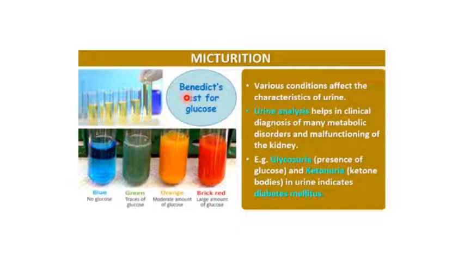Similarly, we can do Benedict's test for glucose to check the presence of glucose in the urine. So we take the urine sample, we add Benedict's solution to it, and then we heat it. If the sample gives us blue color, that means no glucose is present. If the color changes to green, then there are traces of glucose present. If it is orange, then there is a moderate amount of glucose present. And if it is brick red, then there is a large amount of glucose present. That means there is some problem with the body.